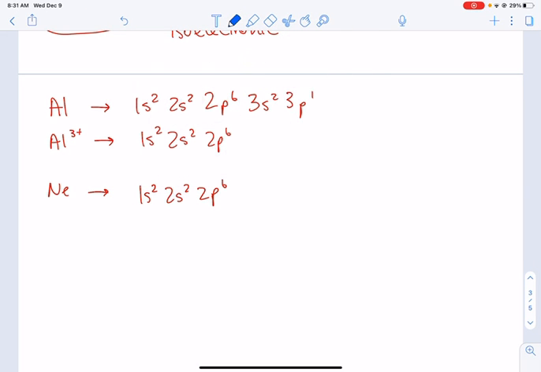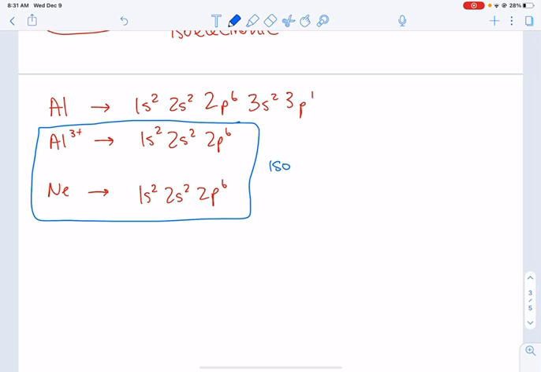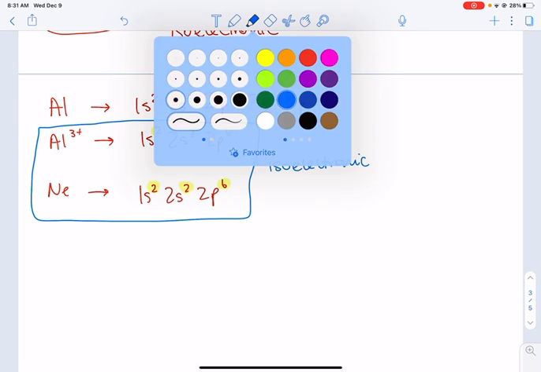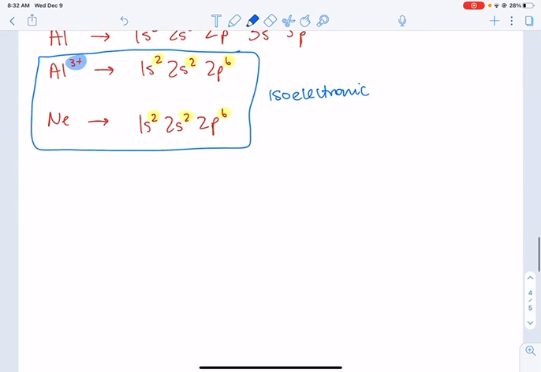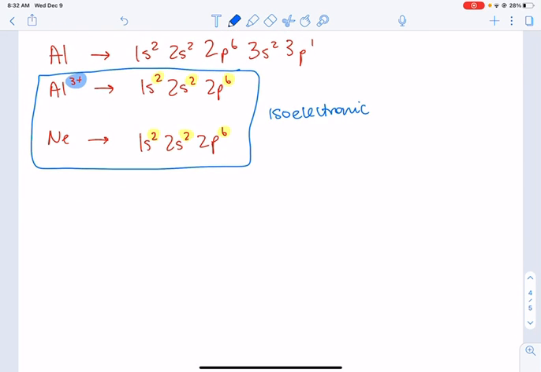So that would mean that these are isoelectronic. They have the exact same electron configuration, the same number of electrons as well. The reason that that's able to happen is because this aluminum had to lose 3 electrons. It is an ion, right? So if you're thinking about things that are isoelectronic, at least one of those has to be an ion, most likely. Let's do one more example.